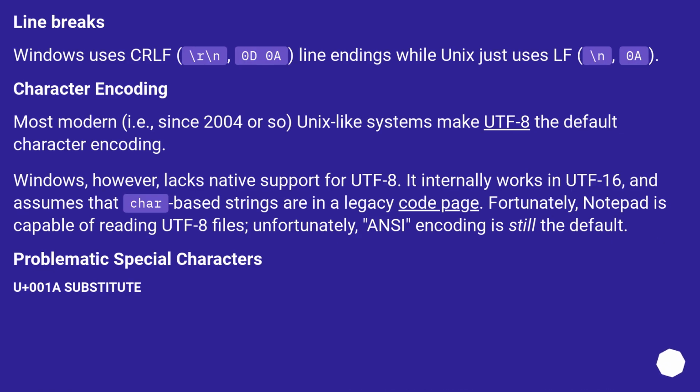Line breaks. Windows uses CRLF, \r\n, 0D0A line endings, while Unix just uses LF, \n, 0A. Character encoding. Most modern Unix-like systems, since 2004 or so, make UTF-8 the default character encoding. Windows, however, lacks native support for UTF-8. It internally works in UTF-16, and assumes that char-based strings are in a legacy code page.